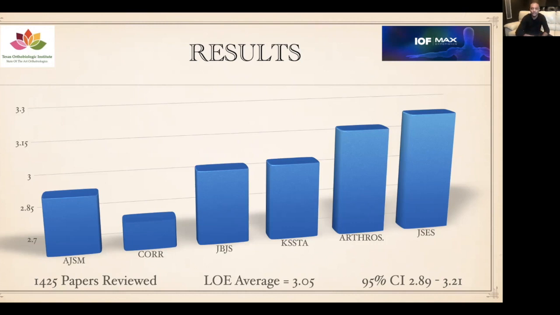Across 1,425 cumulative papers looked at, the average level of evidence was 3.05, but essentially 3, with a relatively narrow 95% confidence interval of 2.89 to 3.21. So with that information, we concluded that the average level of evidence across these top 6 journals that year, 2019 through 2018, was 3.